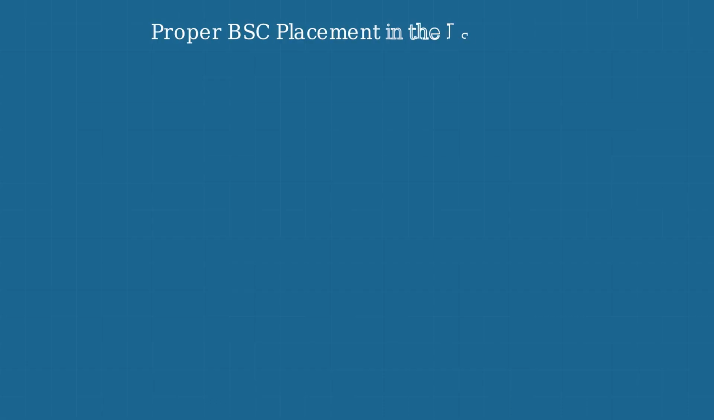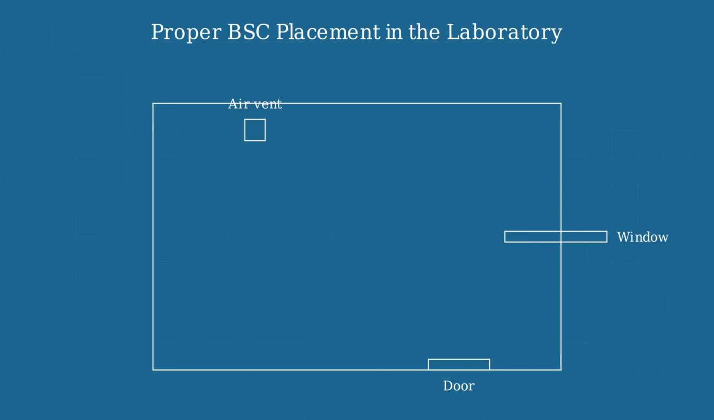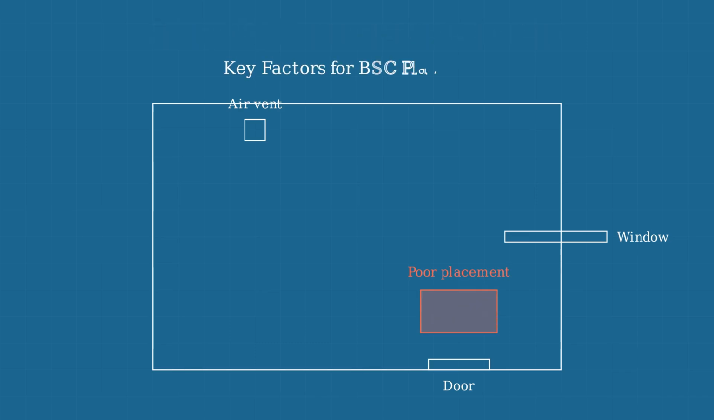Proper placement of biosafety cabinets in the laboratory is critical for both safety and functionality. Let's examine a typical laboratory layout to identify critical considerations for BSC placement. First, let's look at a poor BSC placement. This location near a door is problematic due to air disturbances from foot traffic. Traffic flow around doors creates air currents that can disrupt the protective airflow patterns of a BSC.